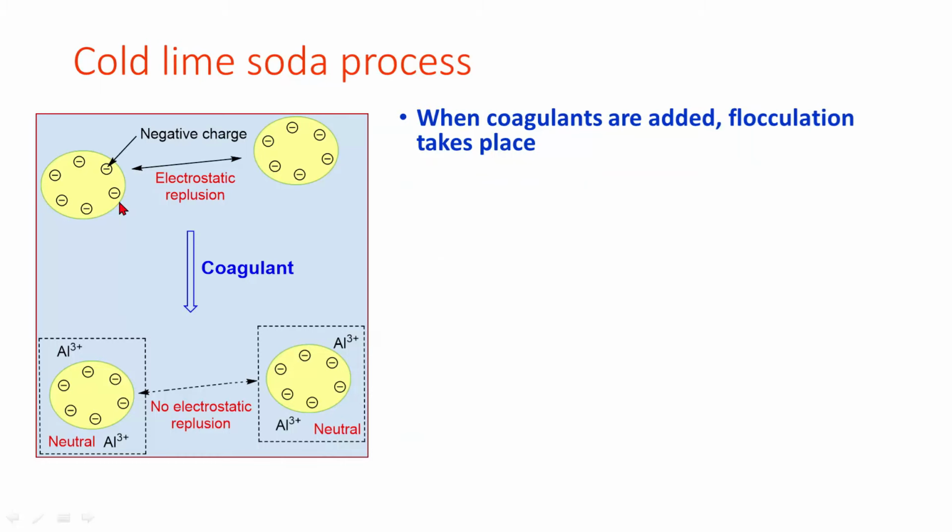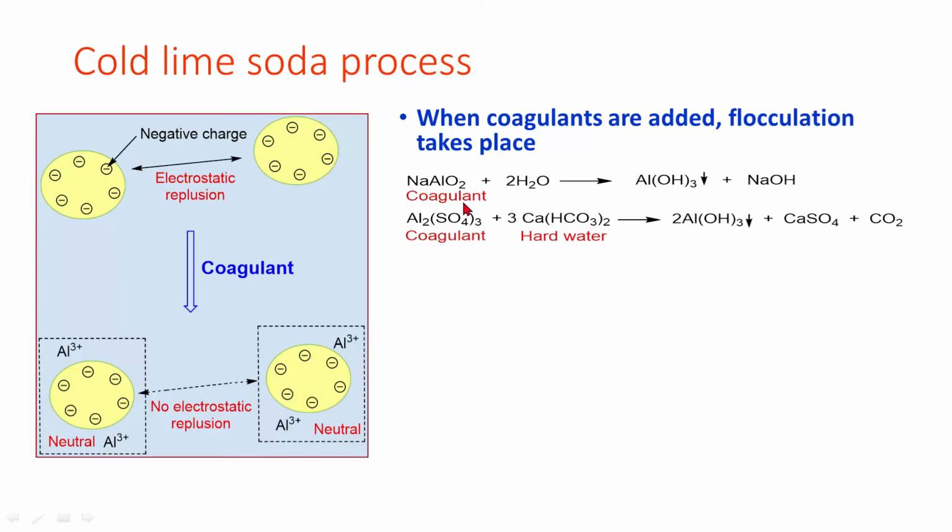Here we see the particles are having negative charge. There is electrostatic repulsion which does not allow them to settle. When we add coagulant, then these charges are neutralized and there is no electrostatic repulsion. They can now settle down easily.